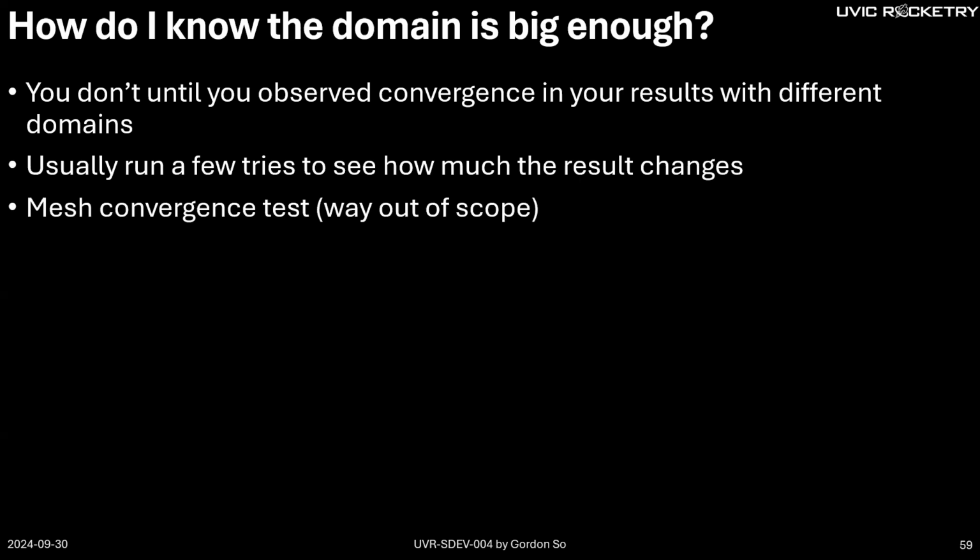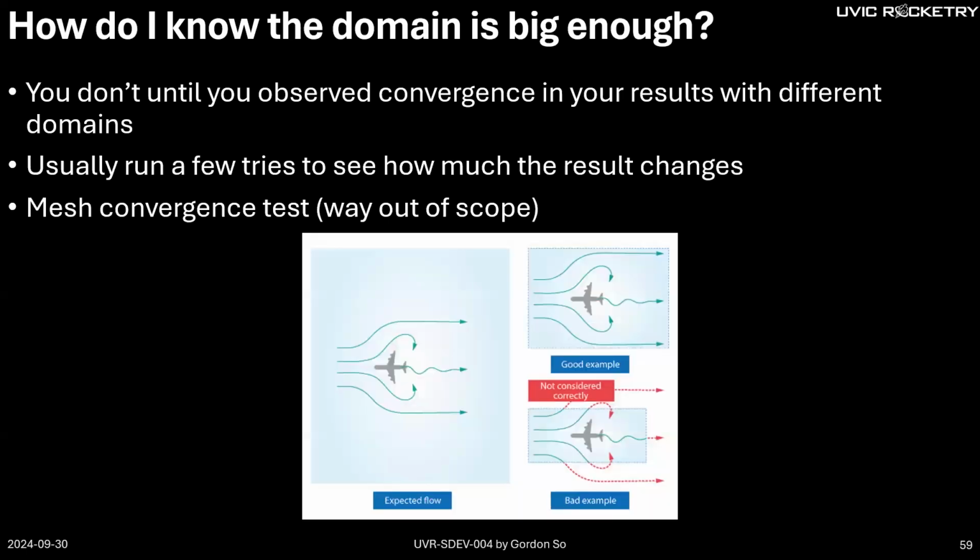And then you can do a mesh convergence test to see if that is big enough, if the mesh does not affect anything. This is really way out of scope because it's another topic already. But this is a good illustration. So you can see kind of like the actual flow.